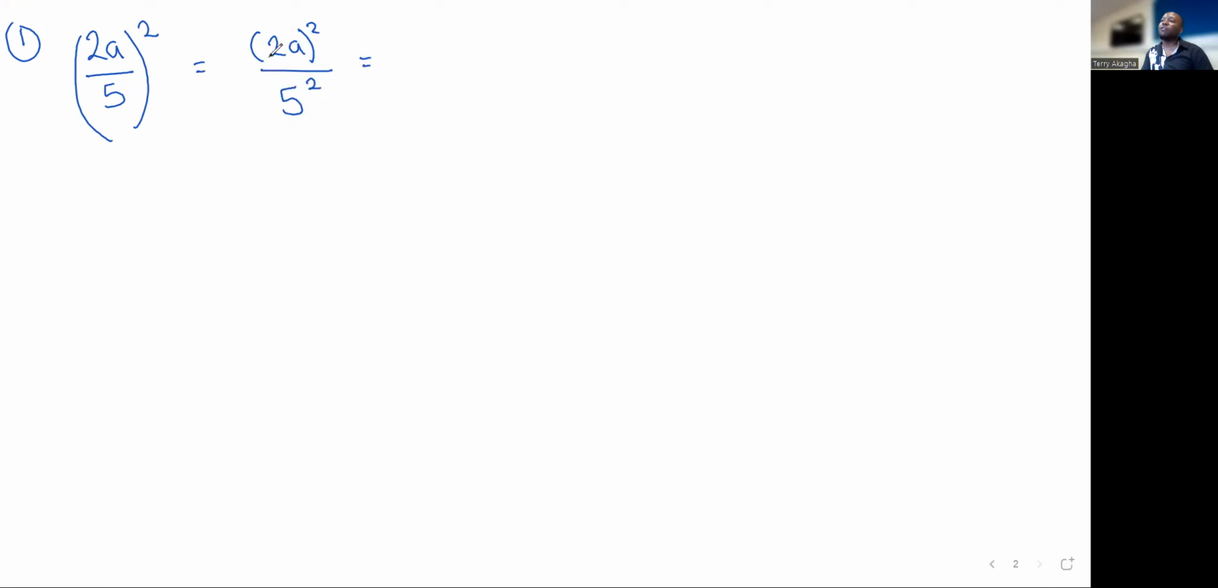And if you remember the fourth law, when I said the power affects all the elements inside the bracket, this is going to give us the same thing as 2 raised to the power 2 and a raised to the power what? 2. So remember I told you if you have (ab) raised to the power m, it's the same thing as saying a raised to the power m, b raised to the power m.